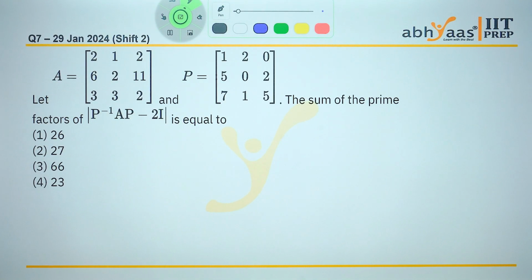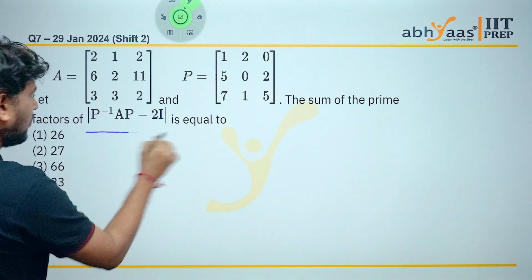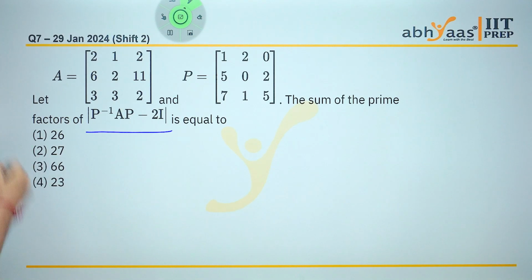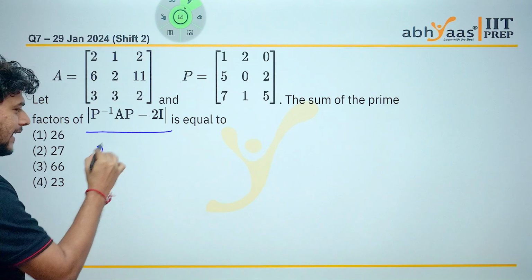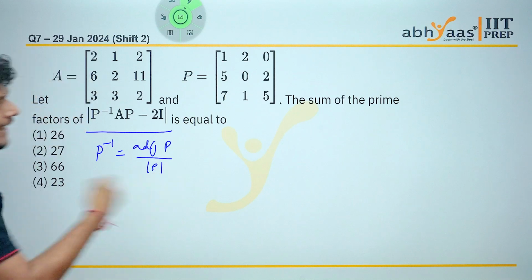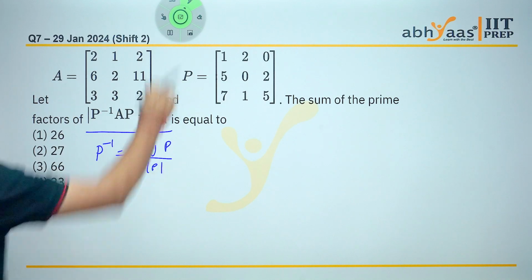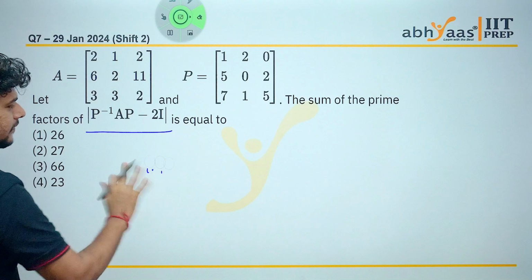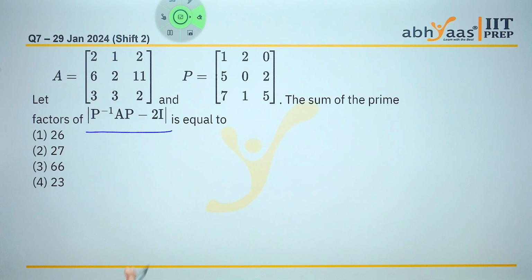Let A equal to [2 1 2; 6 2 11; 3 3 2] and P equal to [1 2 0; 5 0 2; 7 1 5]. Sum of prime factors of the determinant of (P inverse A P minus 2I). Okay, determinant of... If we started finding P inverse, that equals adjoint P by det P, it will take time. It will consume too much of your time. So again, we have to use the property.